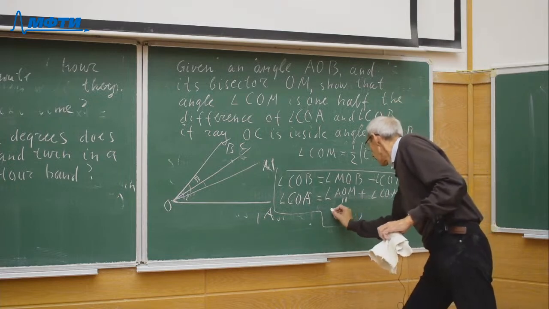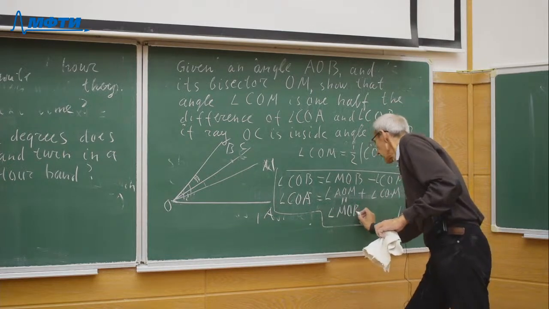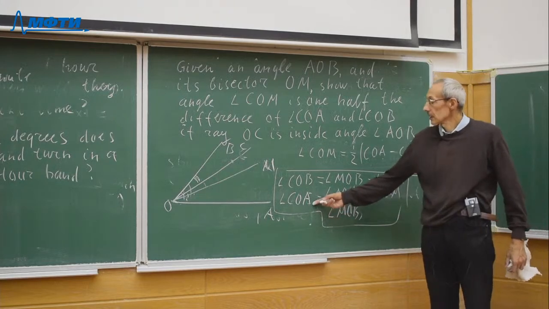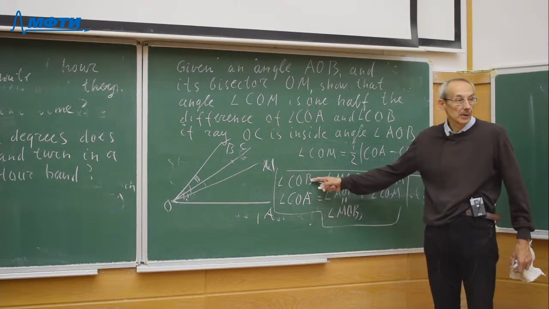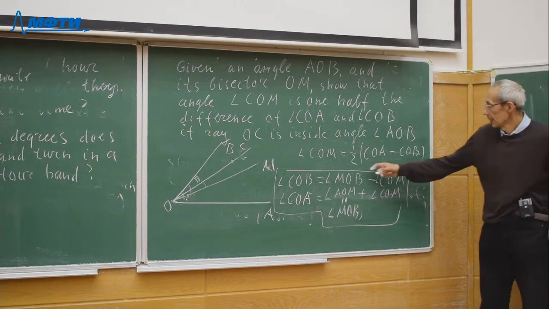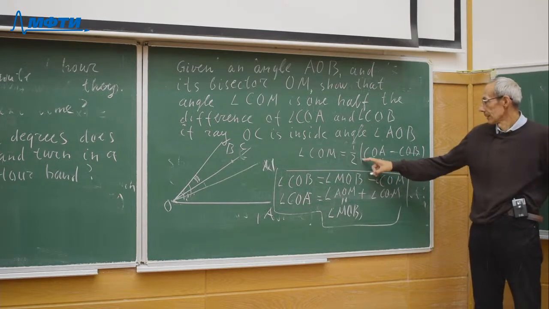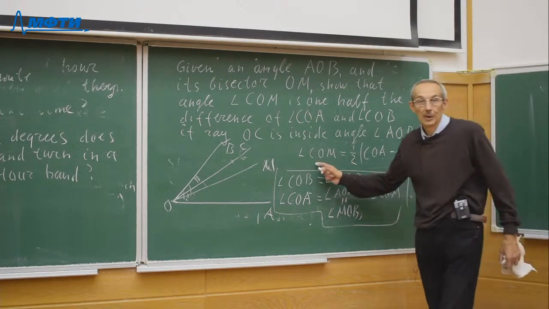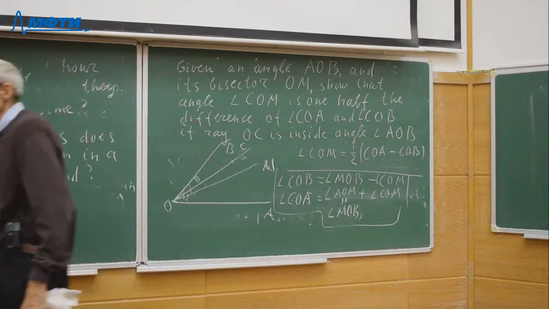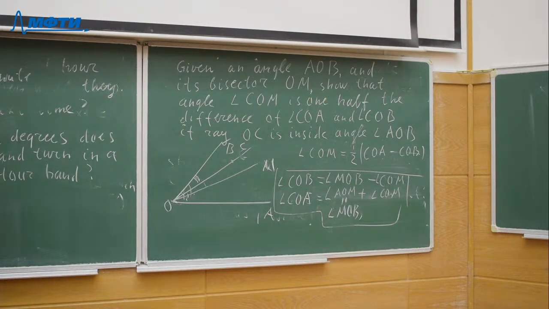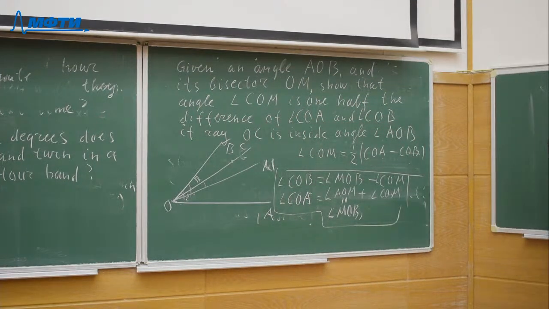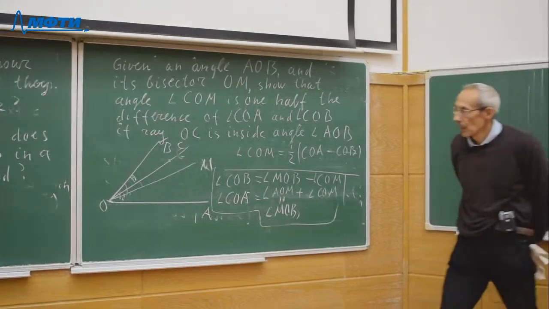Let's consider the difference between this one and this one. And we have this one and this twice COM. And divided by 2, we have the answer. And this assertion is proved. Okay.